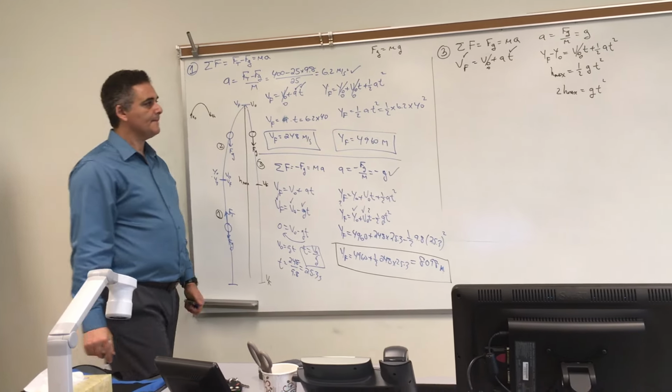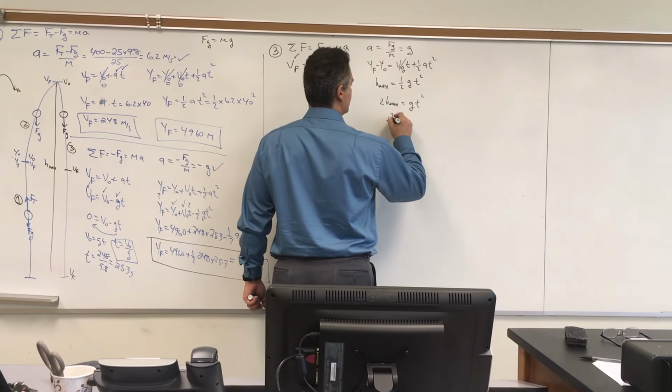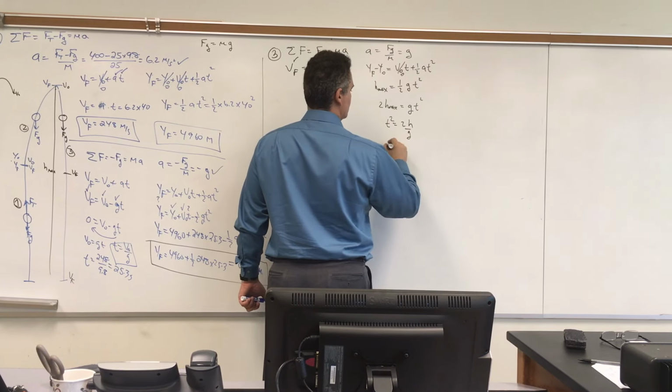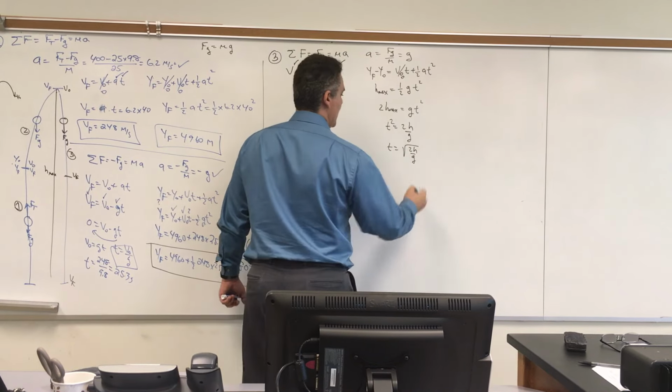Okay, so now we solve this for time. So time squared equals 2h over g. That means t equals the square root of 2h over g. And we have it, right?